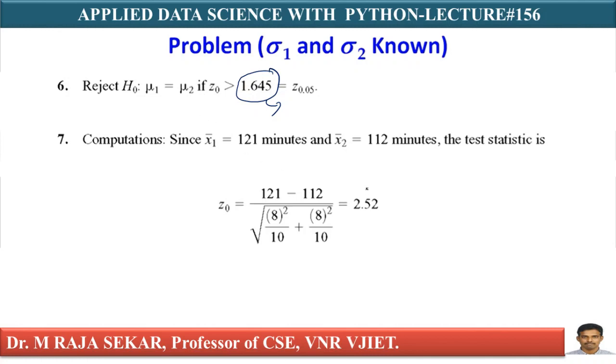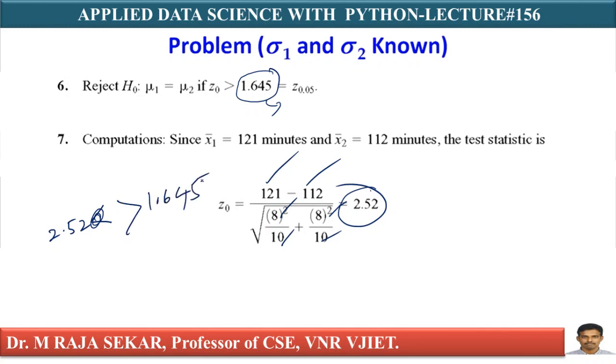Anyway, what is my calculated value? With x1 bar, x2 bar, and sigma 1 square by n1 with sigma 1 equal to sigma 2, we calculated 2.52 as the test statistic. This is greater than the tabulated value 1.645. How to calculate this tabulated value?